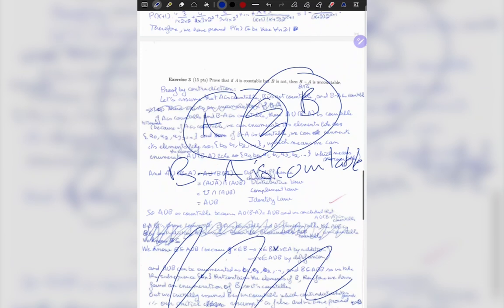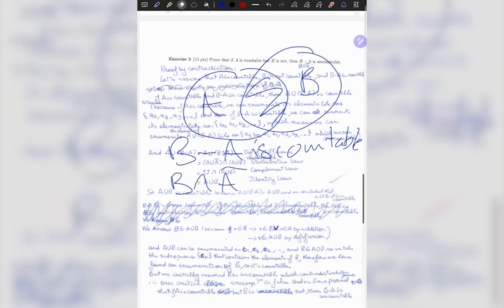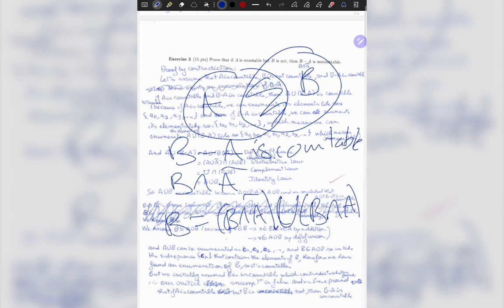Then, okay, so if this is countable, then what is this? This is B and not A, which is countable. And if B and not A is countable, what do we know about B? Okay, but B is equal to B and not A union, right? So we know that B is equal to B and not A union B and A.